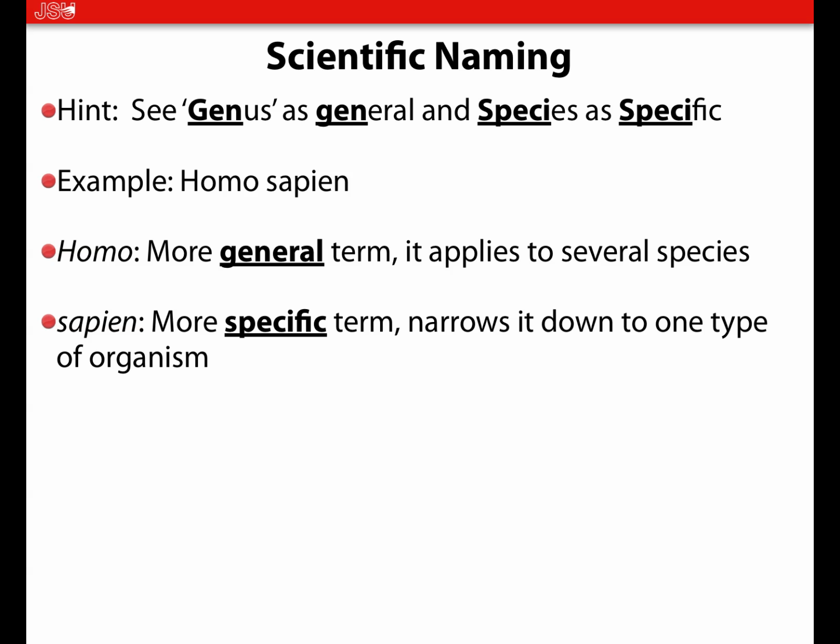A good way to remember this is genus is more general. See the "gen" and "general"? So genus is more general. Species is more specific. Good mnemonic to remember this. General, specific. So for example, we're Homo sapiens, right? Well, Homo is a more general term. You can have Homo erectus, Homo neanderthalensis, Homo sapiens. Sapiens is more specific. It narrows it down to one particular species in that genus.